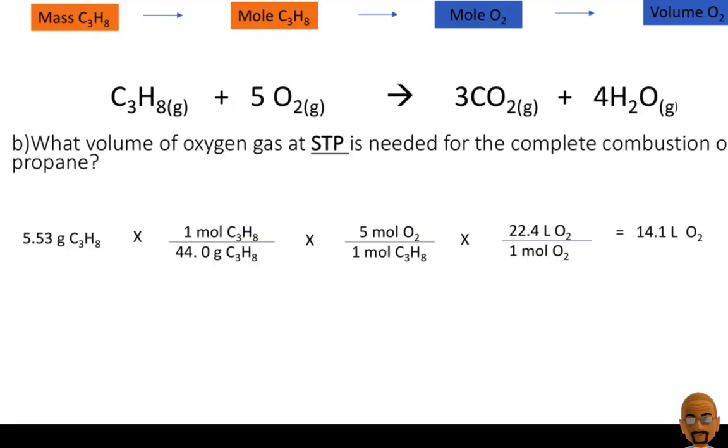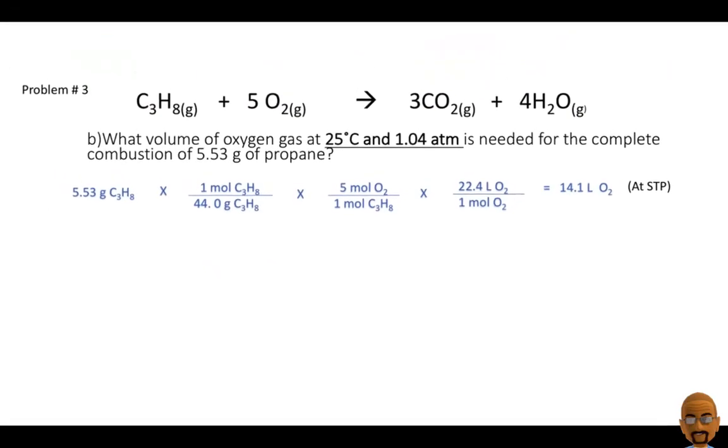The problem with this type of question sort of appears when we're not at STP. So, for example, what volume of oxygen gas at 25 degrees Celsius and 1.04 atm is needed to complete the combustion of 5.53 grams of propane? Now, those particular experimental conditions, 25 degrees Celsius and 1.04 atm, that is not STP. Remember, STP is 0 degrees Celsius and 1 atm. So we're not dealing with STP here.